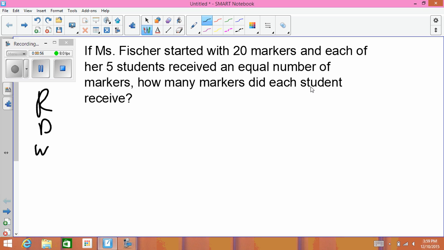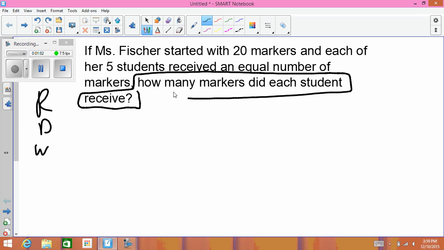So with any problem, we're going to do the BUCK process. We're going to box the question. We're going to underline the math phrases. So we have 20 markers to start, and that's known as the whole. That's how many we have to start with. And then this phrase here, each, that usually indicates that we're going to be dividing into groups because each means each individual. So that's a math phrase. 5 students, well, that's how many groups we have. So we're going to end up having 5 groups.